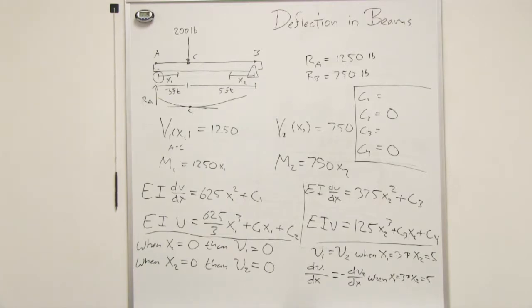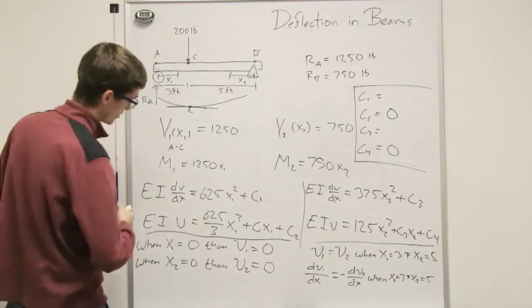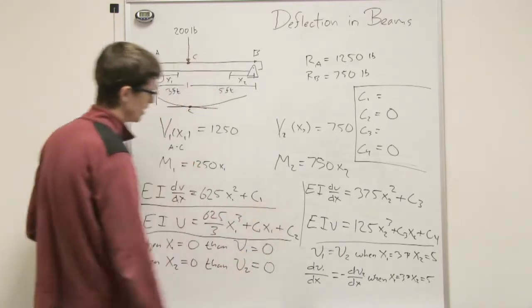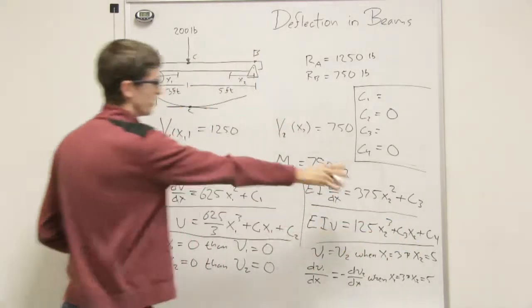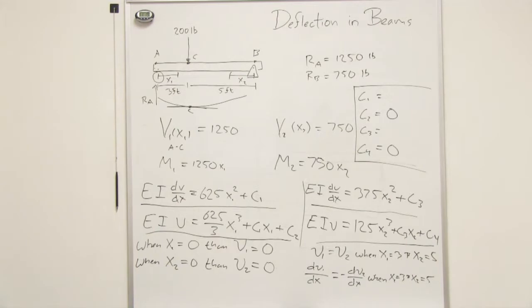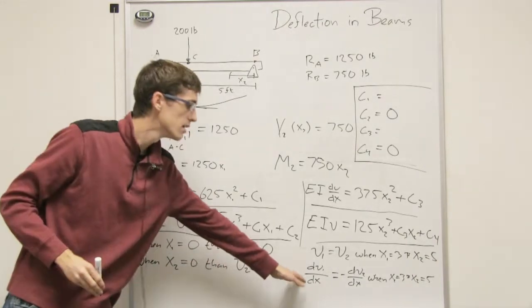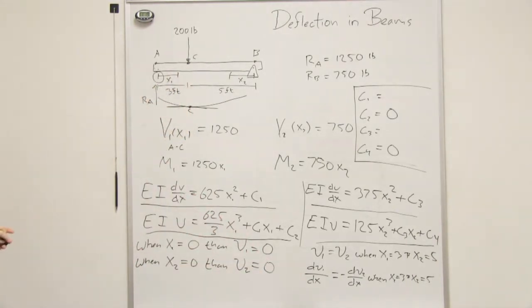Okay, now you can make those equations. This one up here is our slope equation, as well as this one. So you can put those two equal to each other for that last point, that last equation.